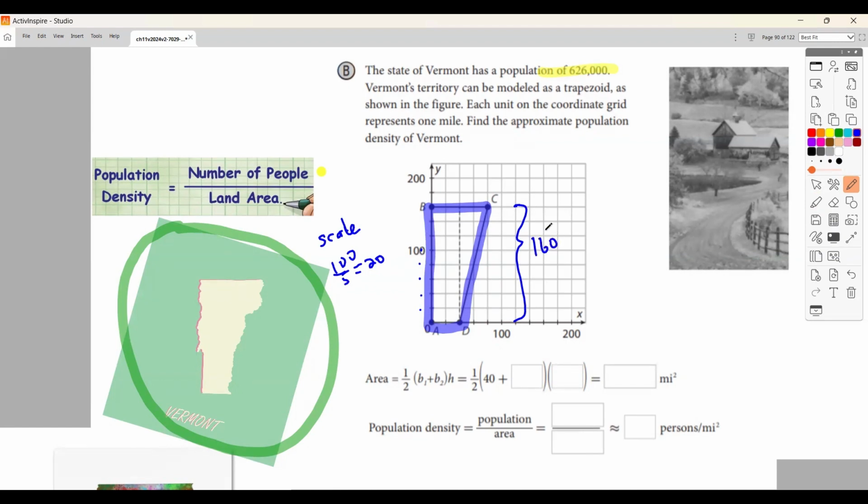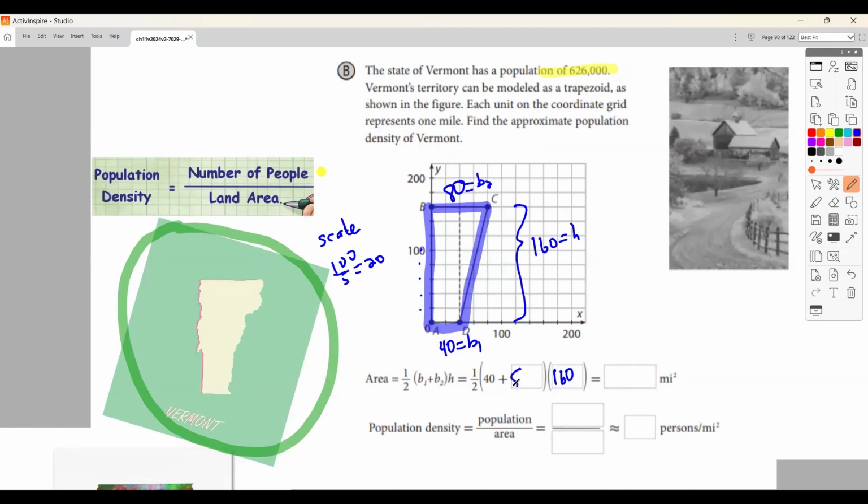So the height of the trapezoid is 160. Now the bases of the trapezoid are 40 for this one. Let's call this base 1. And the other one is 20, 40, 60, 80. 80, we're going to call that base 2.